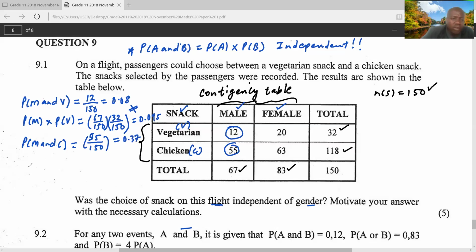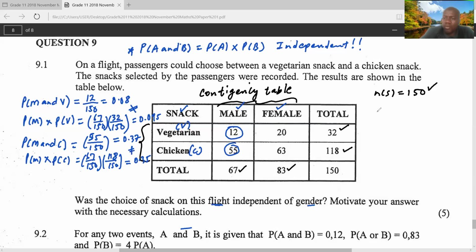This gives us 0.37. Let's now calculate male separately, multiplied by chicken. Male is 67 over 150, and those who prefer chicken is 118 over 150. So 67 over 150 times 118 over 150 gives us 0.35. Obviously, you can see that the answers are not the same.